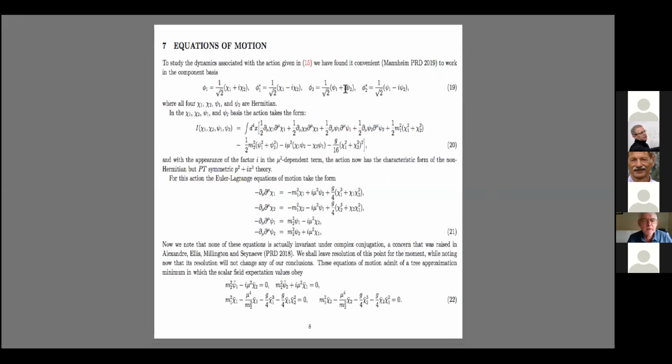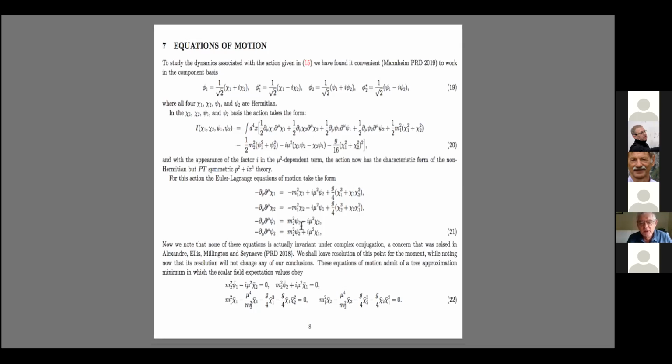Okay, now to study the equations of motion, I found it very convenient to work in the component basis, namely phi1 is chi1 plus i chi2 and so on. Then in that basis, the Hamiltonian takes this form, and now lo and behold, there's an i mu squared term. We generate this i, and so this now has exactly the same structure as the p squared plus ix cubed theory, and that's tipping us off that we're going to get all of the PT solutions.